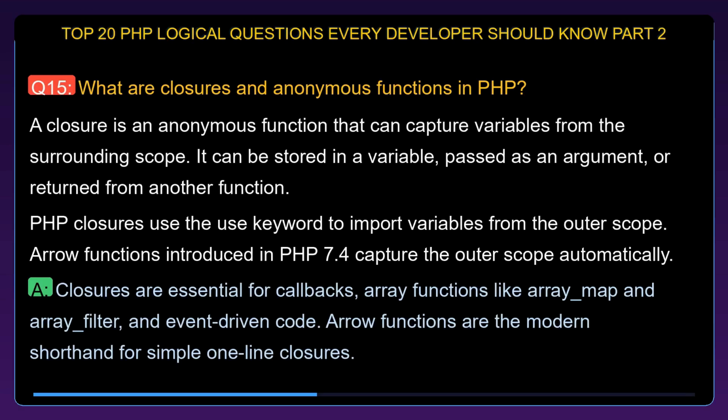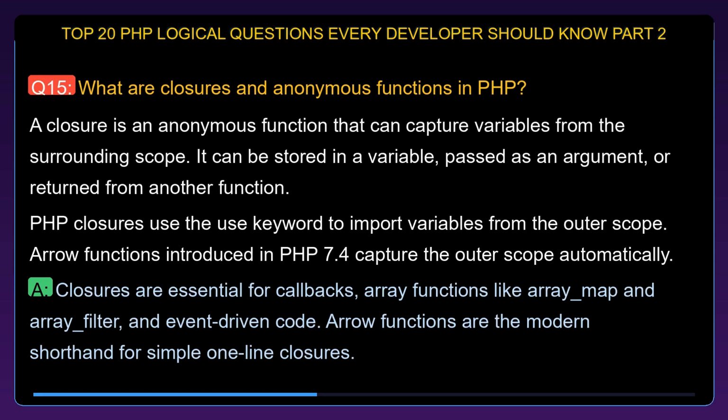Q15. What are closures and anonymous functions in PHP? A closure is an anonymous function that can capture variables from the surrounding scope. It can be stored in a variable, passed as an argument, or returned from another function. PHP closures use the use keyword to import variables from the outer scope. Arrow functions, introduced in PHP 7.4, capture the outer scope automatically.